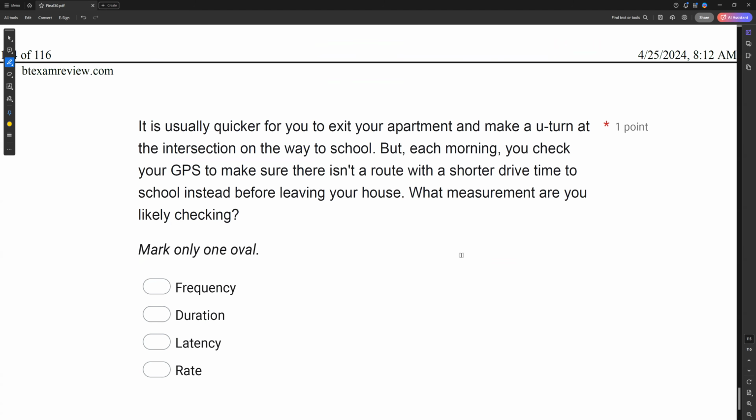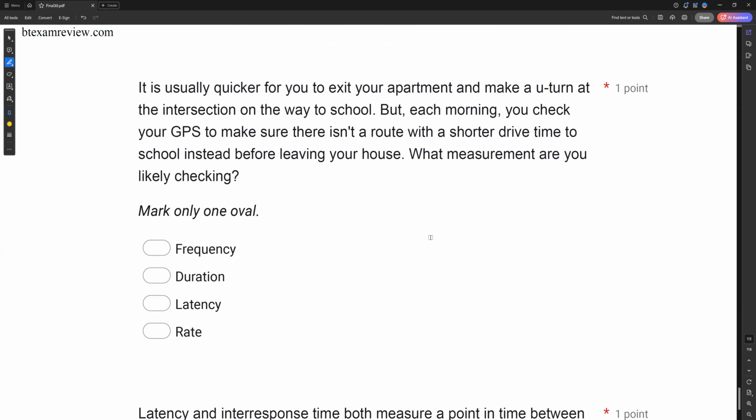It is usually quicker for you to exit your apartment and make the U-turn at the intersection on the way to school. But each morning, you check your GPS to make sure there isn't a route with a shorter drive time to school instead before leaving your house. What measurement are you likely checking?